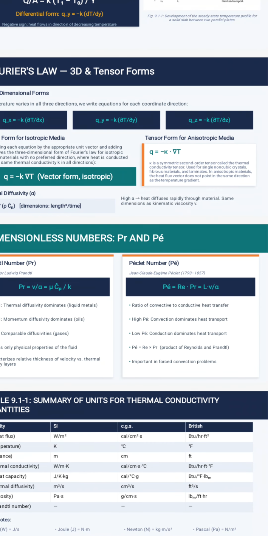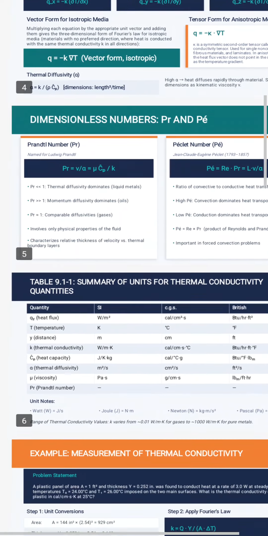Next is Peclet number. Peclet number is defined as Reynolds number times Prandtl number, which is defined as L v by alpha. It is the ratio of convective to conductive heat transfer. High Peclet number means convection dominates, and low Peclet number denotes conduction dominates in heat transport, and Peclet number is the product of Reynolds number and Prandtl number. It is important in forced convection problems.